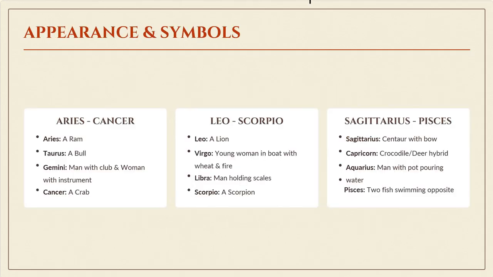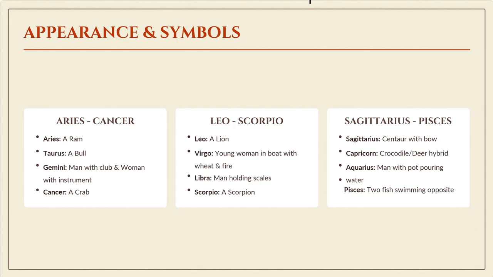Now there is another aspect: these are the symbols of various Rashis, and these symbols also mean something. For Aries it is ram. Ram is like a bhed in Hindi. For Taurus it's bull. For Gemini it's a man and woman, man with club and woman with an instrument. Cancer is crab. Leo is lion. Virgo is a young woman in a boat. Libra is a man holding scales. So Libra is basically scale.